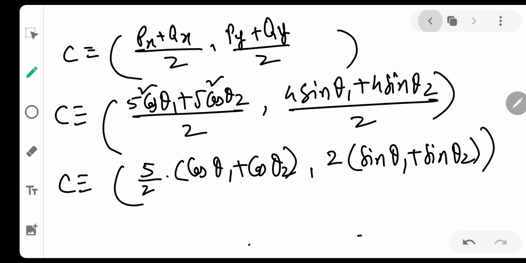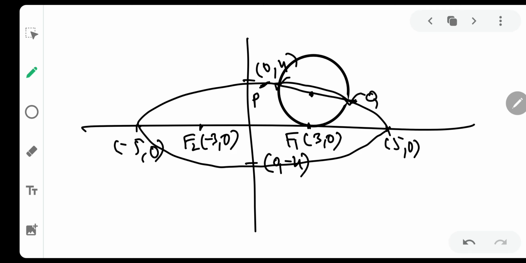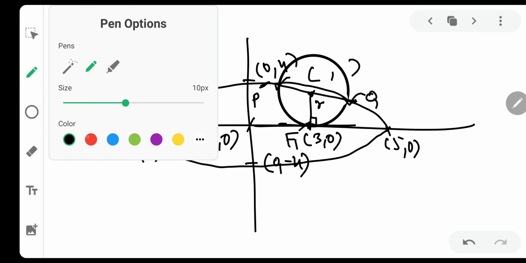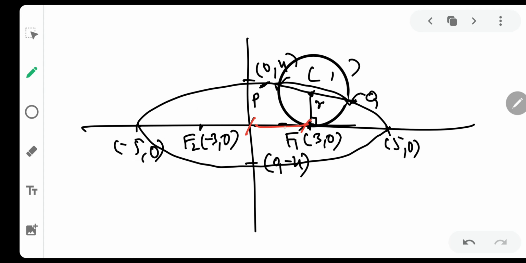Okay, so now let us move ahead. What they have said is that it is touching the focus. So this is a particular tangent, so let us drop a perpendicular. This perpendicular has to be the radius of the circle. So what will be the x coordinate and what will be the y coordinate? The x coordinate, as I am showing you with the red pen, is 3, so definitely this will be 3.